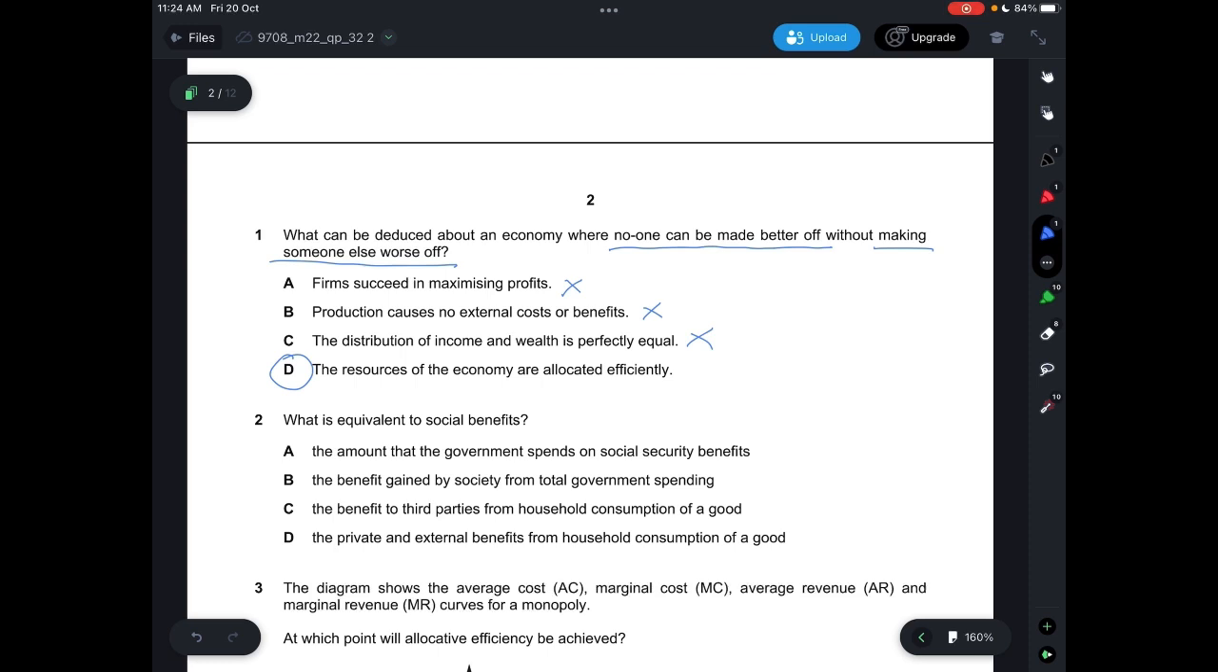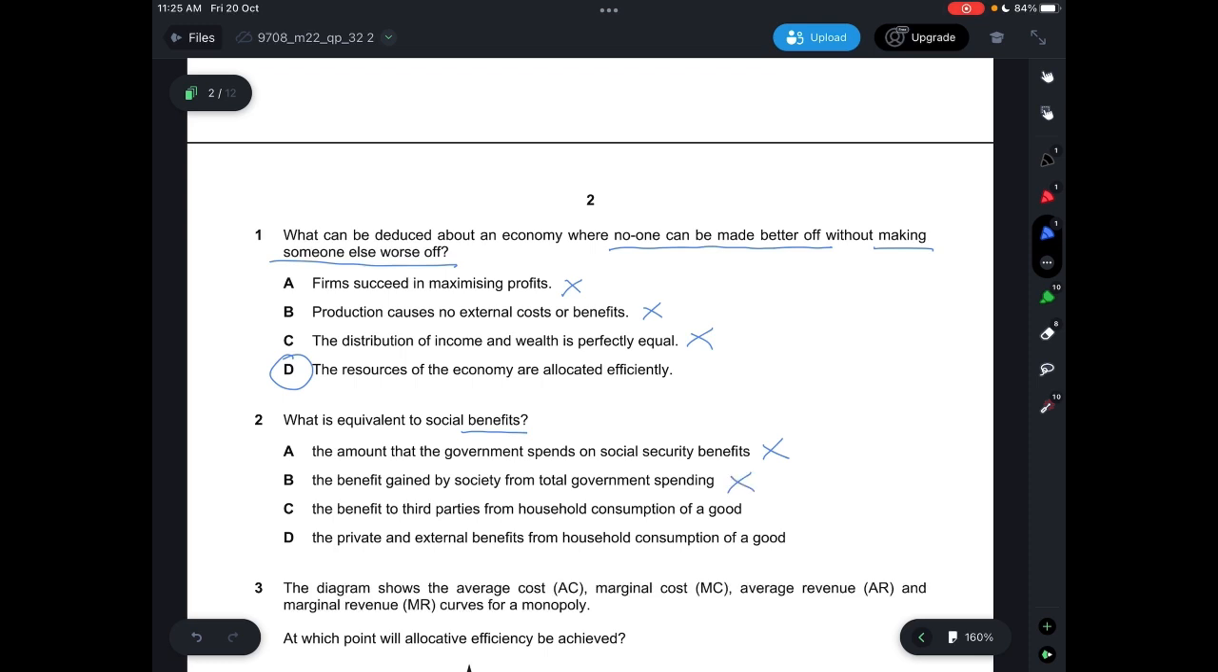Question 2, what is equivalent to social benefits? So social benefits will basically be the benefits that every single person receives, regardless of being you yourself, but also people outside, because of you consuming that particular good, right? So A, it says the amount that the government spends on social security benefits. This is incorrect. Also, one thing to note, for benefits here, normally we are talking about demand, consumption. So B, the benefit gained by society from total government spending, which is also incorrect.